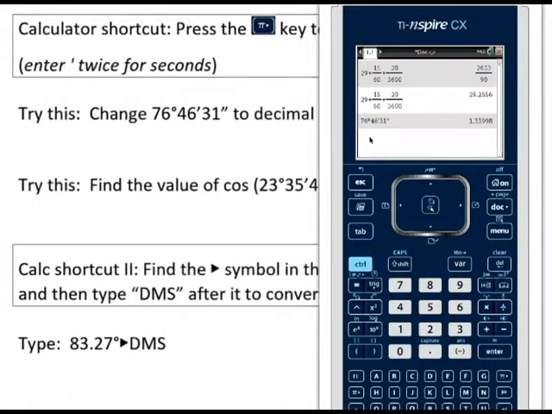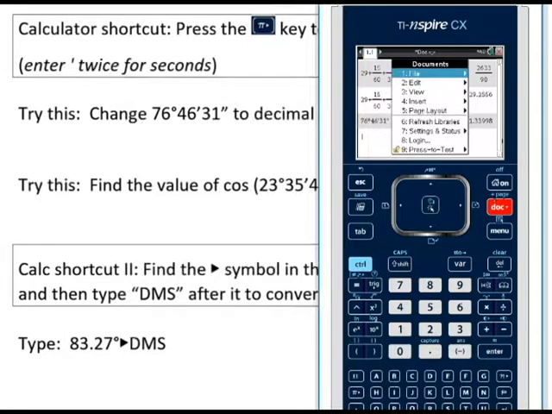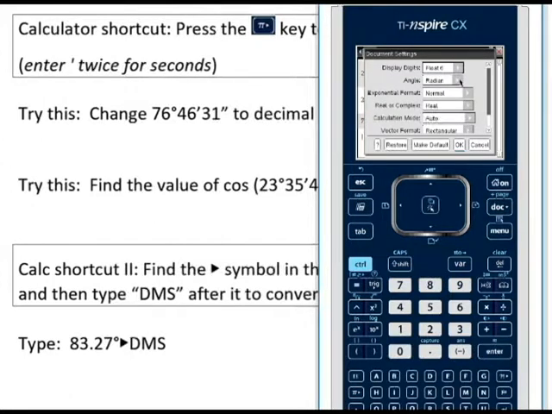If you get the wrong answer, your calculator may be in radian mode. Take a look in the top right. We're in radian mode and not degrees. Let's fix that. Press Dock, go to Settings and Status, and look at Document Settings. The second setting is Angle. You can either click or tab to it. Press to the right. We choose Degree.